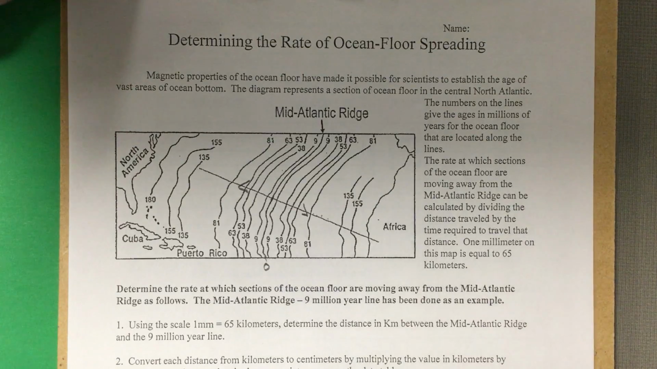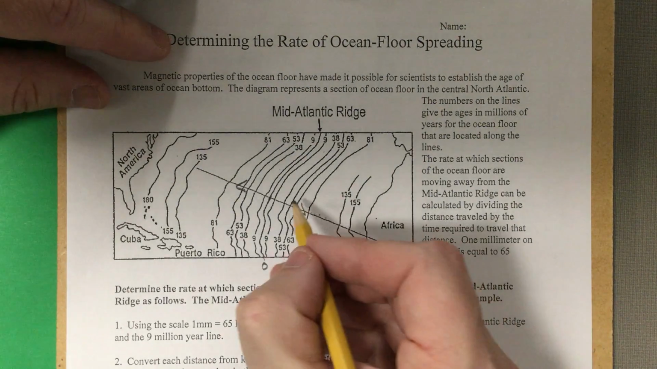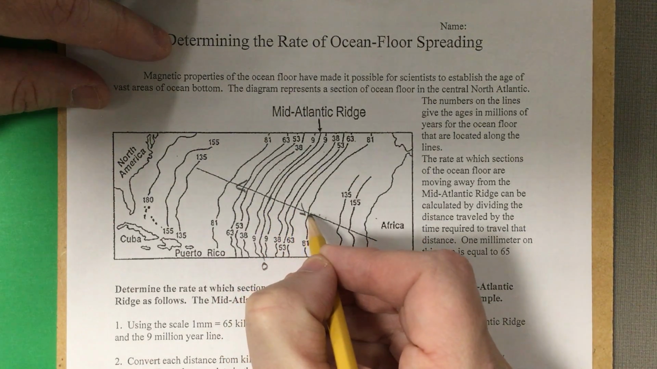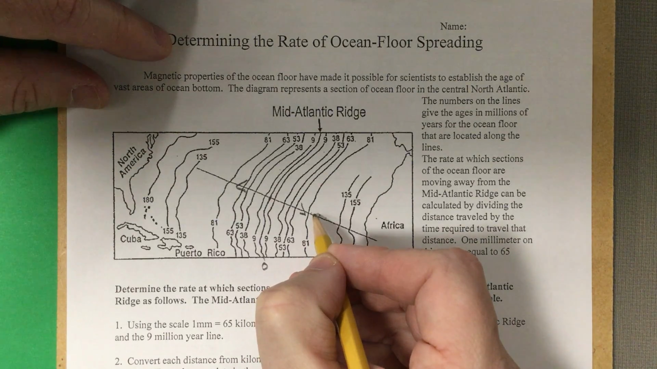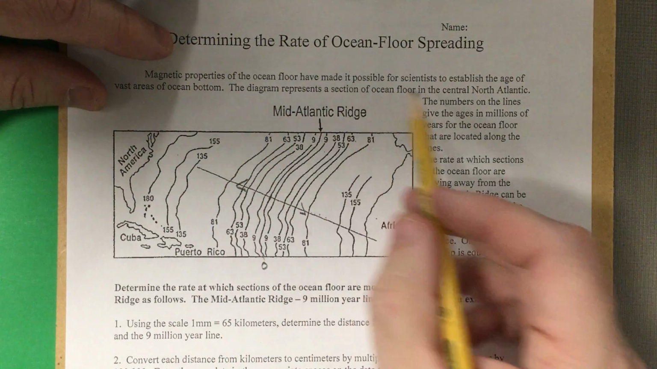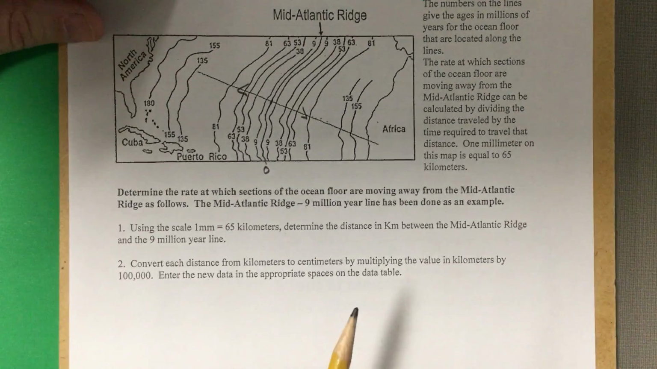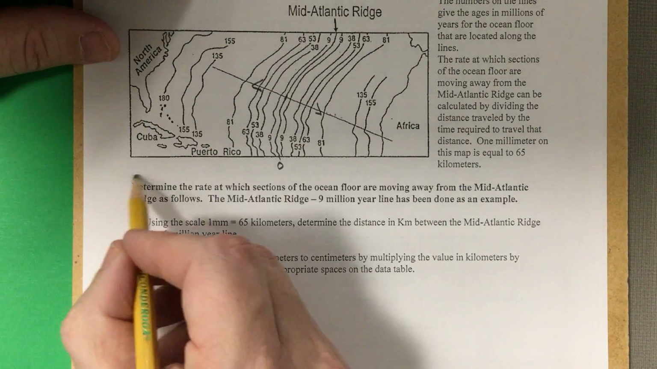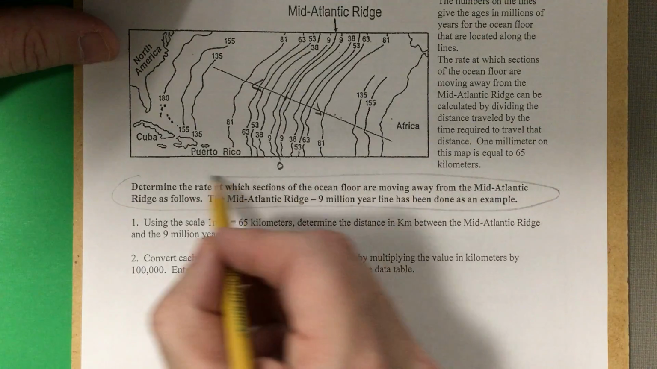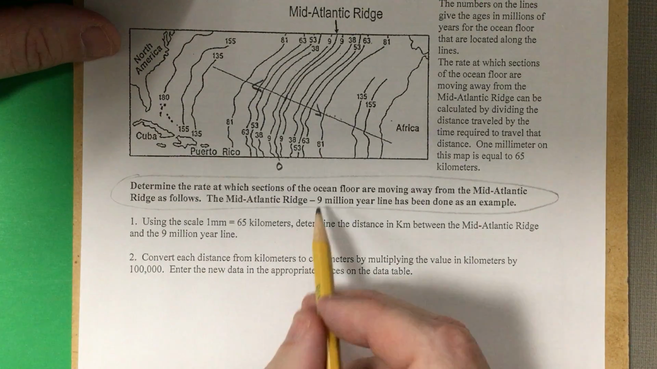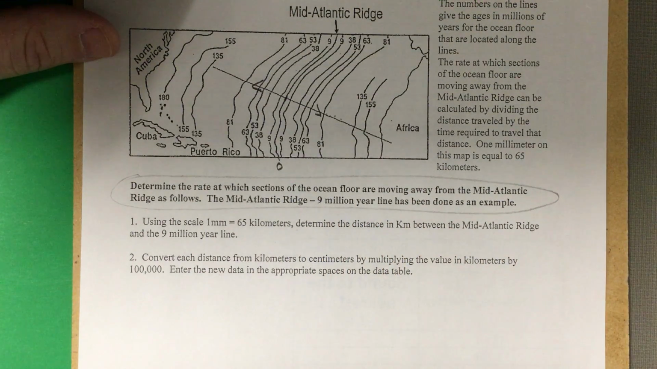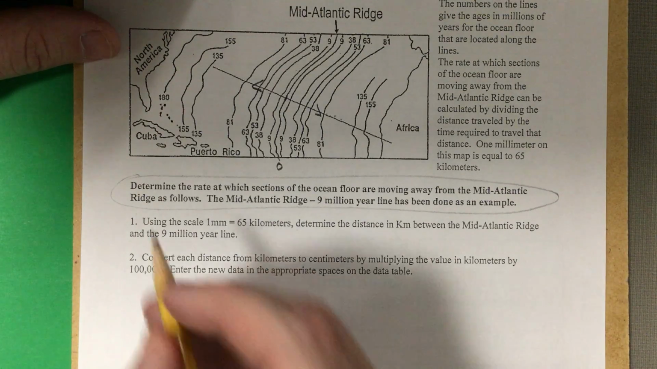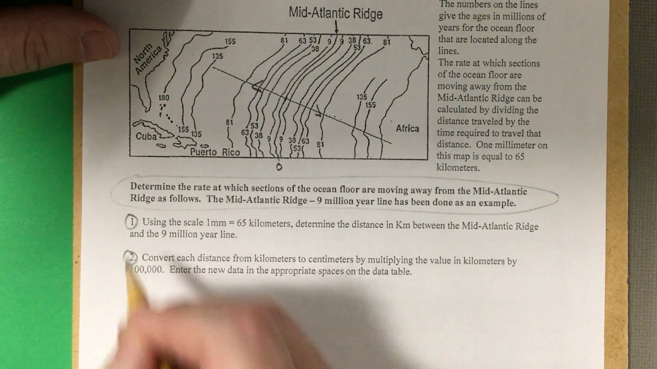So what we're going to do today is determine how fast the plate is moving on the Mid-Atlantic Ridge. To do that, read the background information. Read this right here, determine the rate at which sections of the ocean floor are moving. That's what our learning target is. We're going to learn how to do that, and to do that, we need to follow the directions.